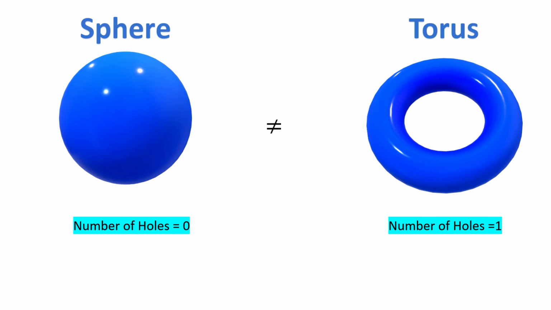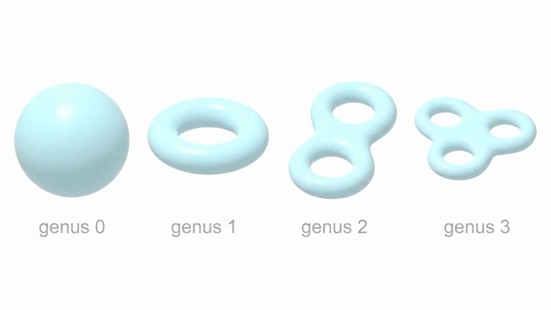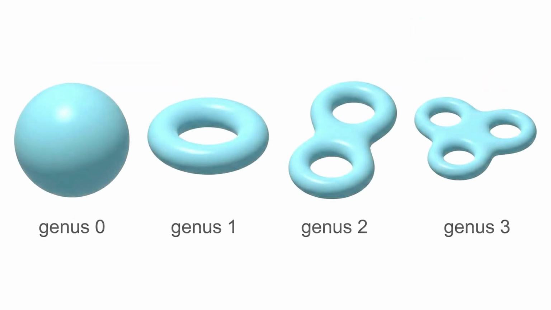You can take another example. These are four examples of topology. The first one is the sphere. It is of genus 0. Genus means the number of holes present on that object. The second one is the donut shape, which has only one hole. That's why it is called genus 1. The third one is genus 2, which has two holes. The fourth object is a genus 3 object, which has 3 holes.